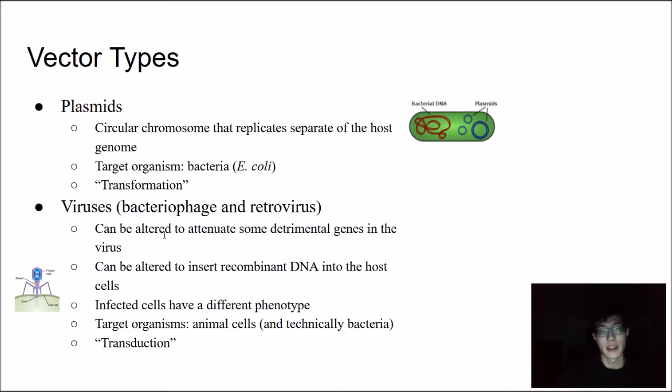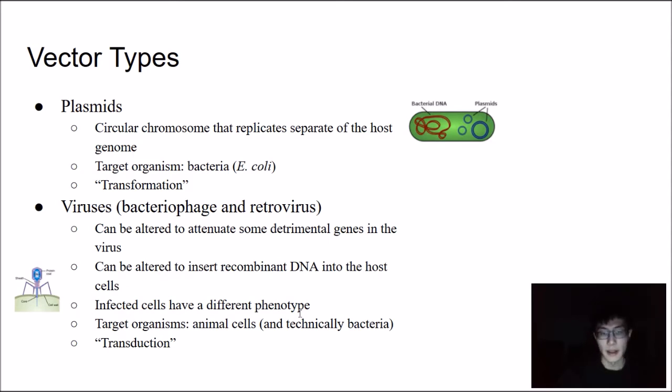And the virus can basically be used to attenuate some detrimental genes in the virus. So you can go ahead and take that DNA sequence and it can be altered. So that virus can be altered to attenuate some detrimental genes, and you can also alter it to insert some kind of recombinant DNA into a particular host cell. So if it's a bacterial phage, the host cell would be a bacteria, but you could obviously do it with eukaryotic and maybe mammalian cells as well.